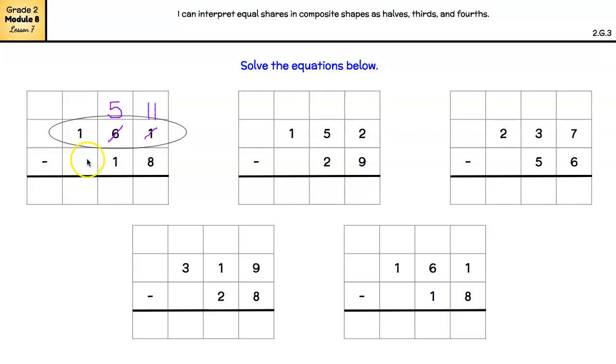I'm going to give you guys a moment to go ahead and work out this problem and the remaining 4 problems on your own, and then we'll come back to check our work. Remember to start by analyzing your whole to be ready to subtract. Good luck, mathematicians. See you in a moment.